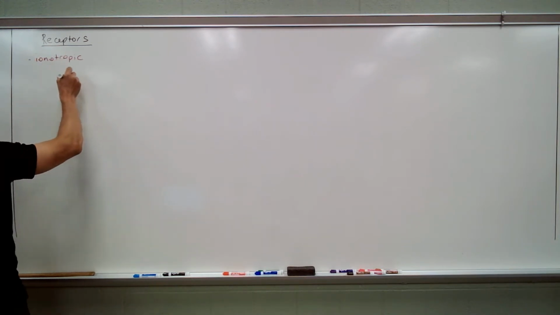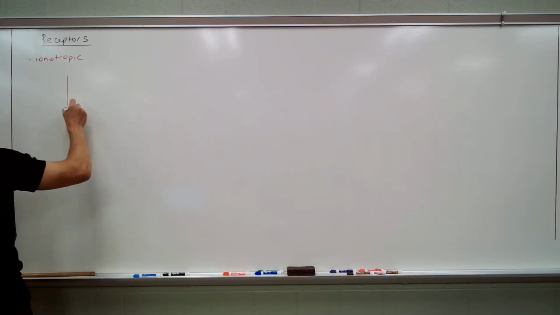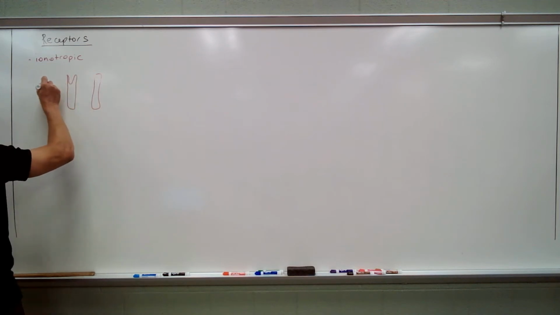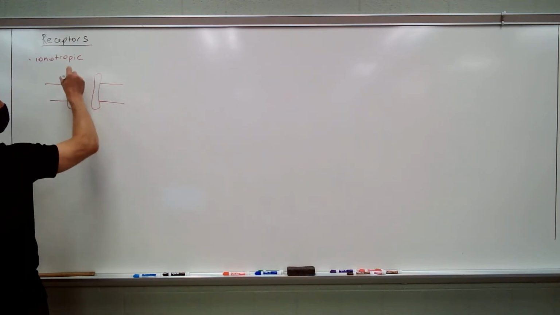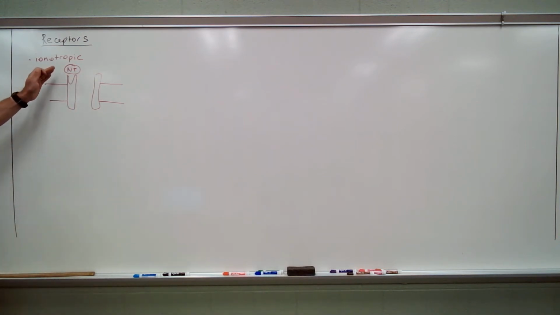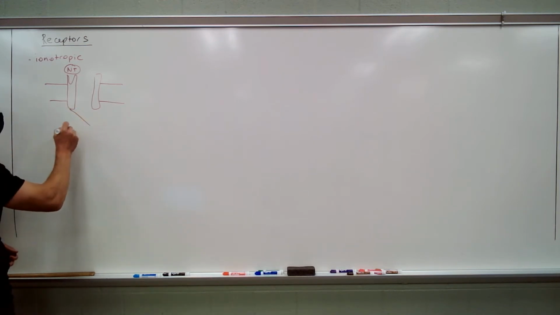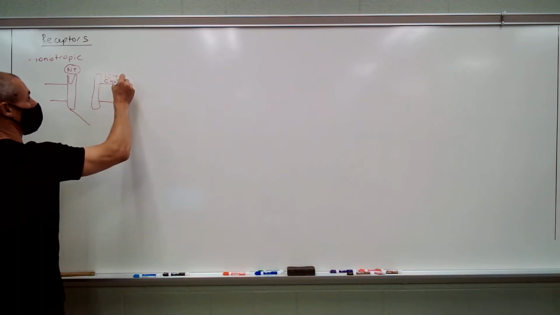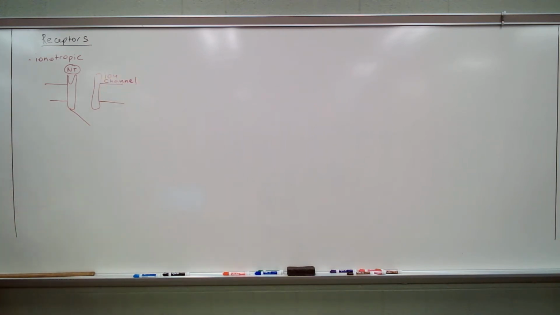So you've got a receptor, right? It's a transmembrane protein, and you've got neurotransmitter here. So neurotransmitter will bind to the receptor, and this binding will open an ion channel, okay? Does that make sense?